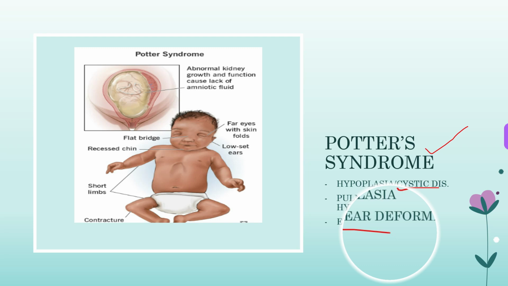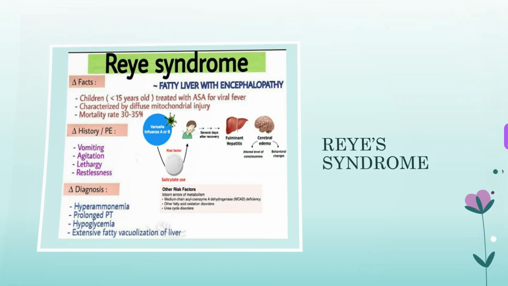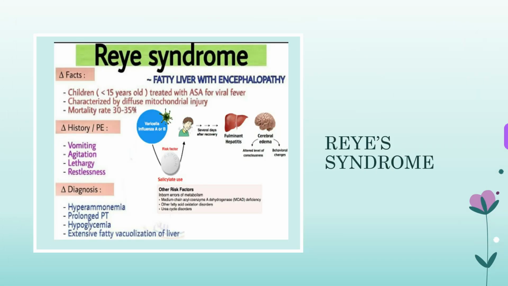Next, we have another important syndrome, that is Reye's syndrome. The syndrome is characterized by hypoglycemia, fatty vacuolization of the liver, encephalitis, absence of jaundice. Okay, so this is Reye's syndrome.